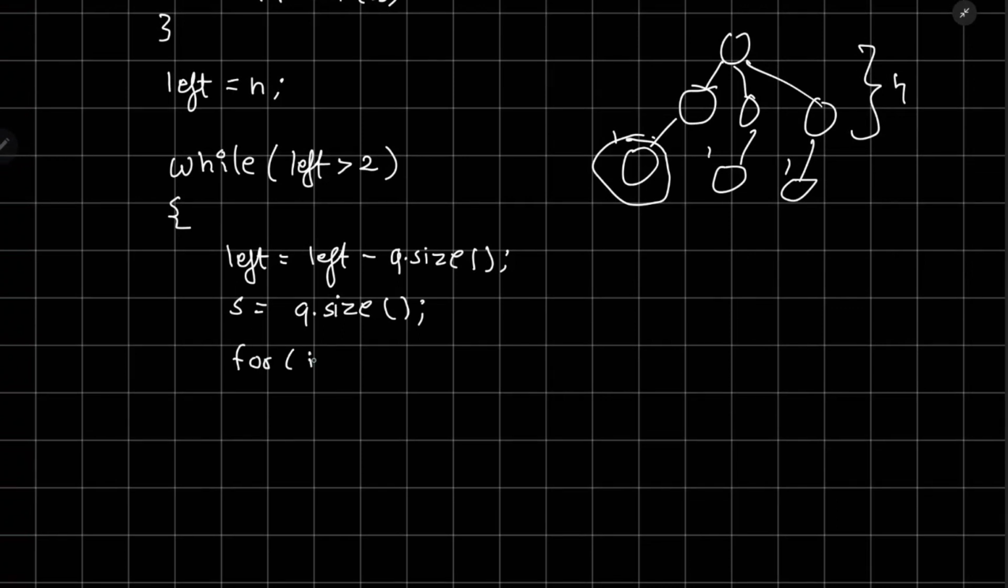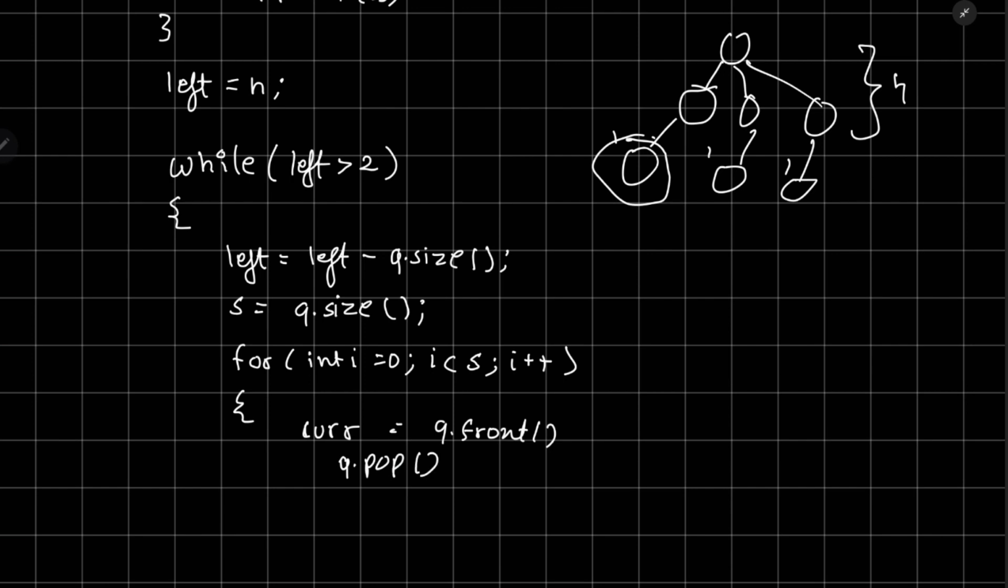Now we have to pop s number of elements from the queue. So for int i equals 0, i less than s, i plus plus, what we are going to do is, we are popping an element, let's say current is equal to q dot front, then we pop the queue, so q dot pop. So now the queue is popped, and we will check all of its neighbors.